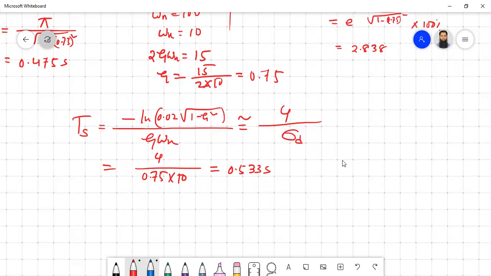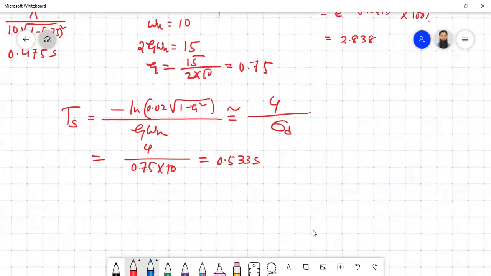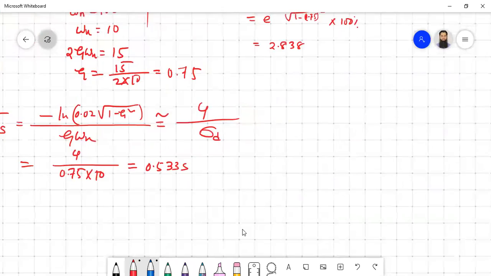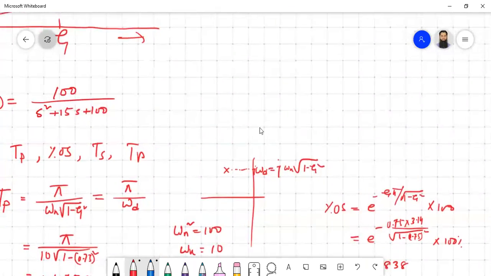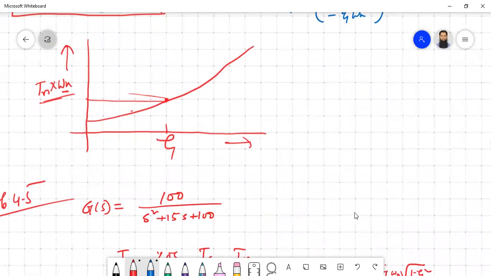So this is your settling time. Now, rise time: since this book hasn't provided any formula for the rise time, they are actually using the curve that is provided. According to our estimation, our zeta value is 0.75. So somehow we have to find the 0.75 somewhere here. From the 0.75, we need to find the corresponding value on the other axis. The book says this value is 2.3.